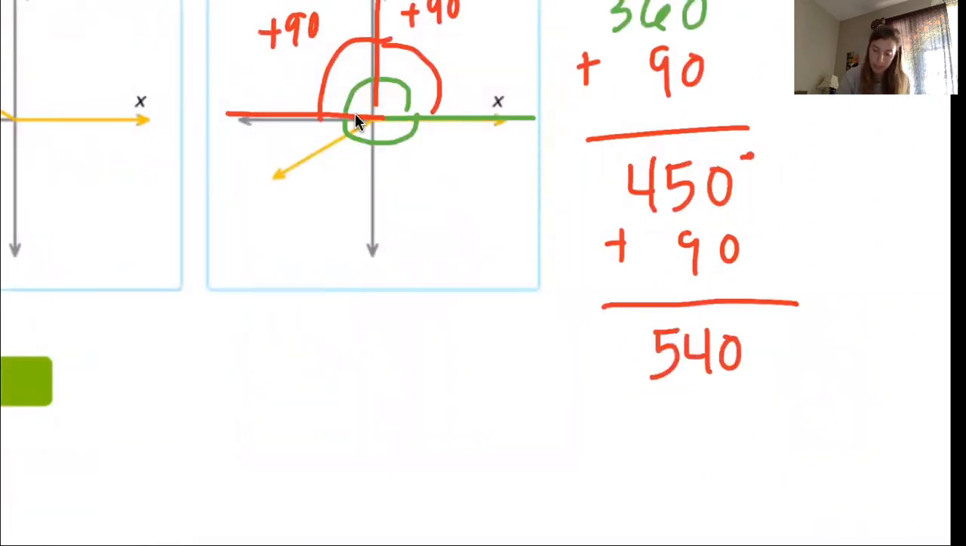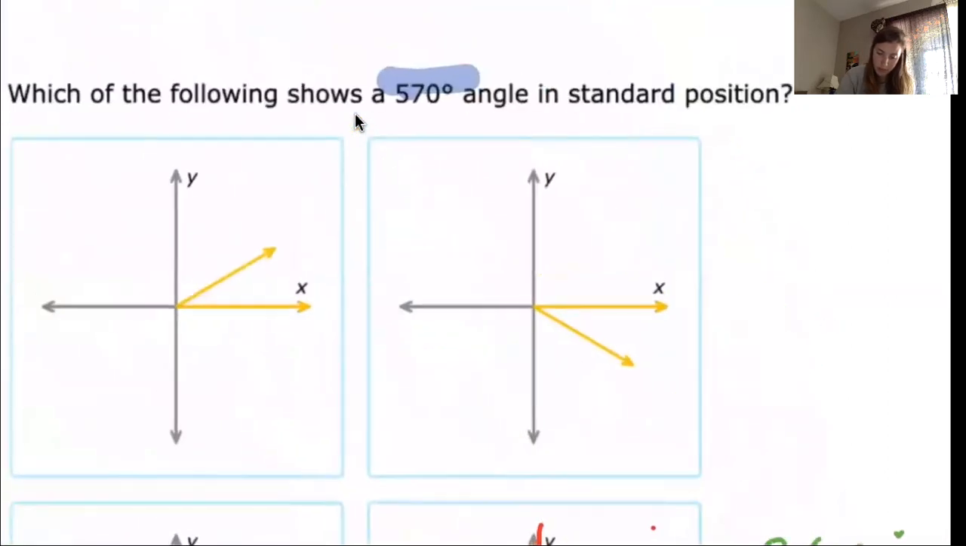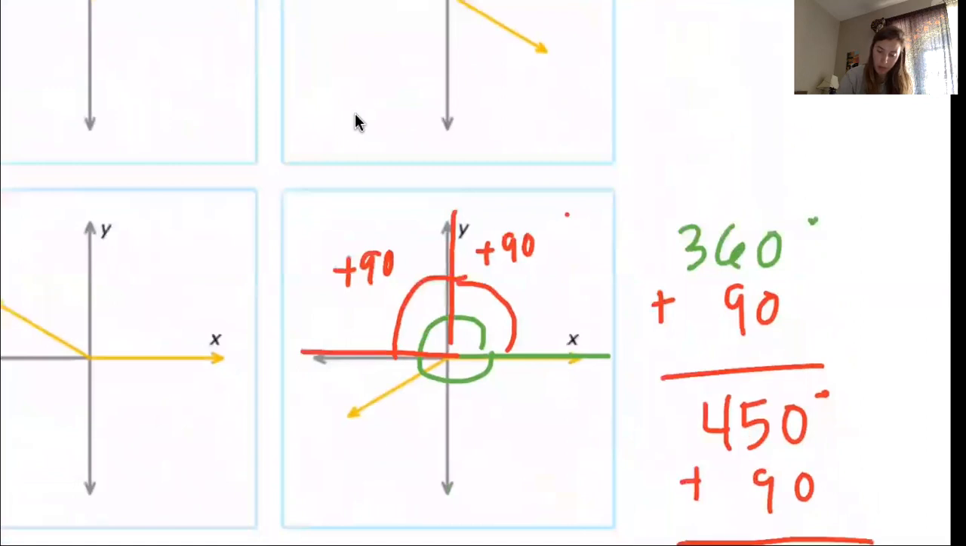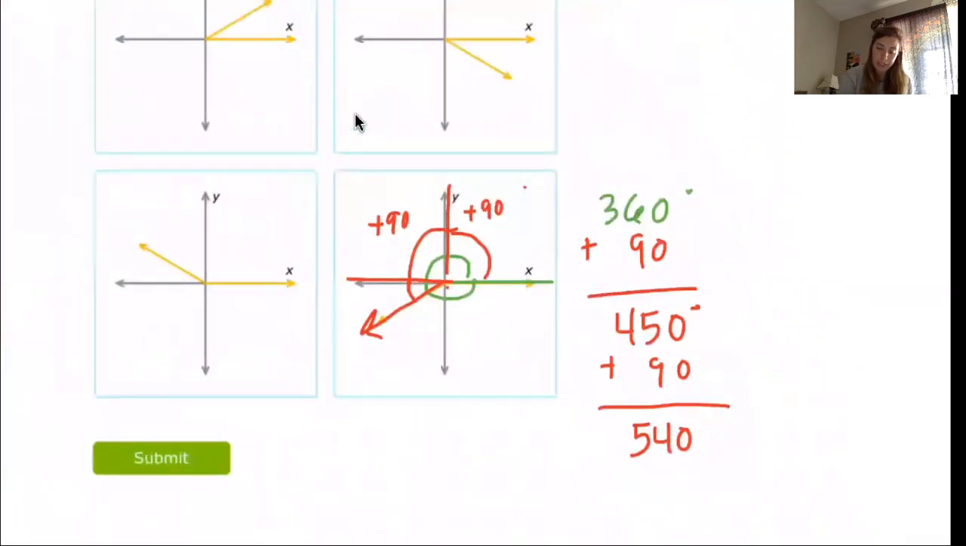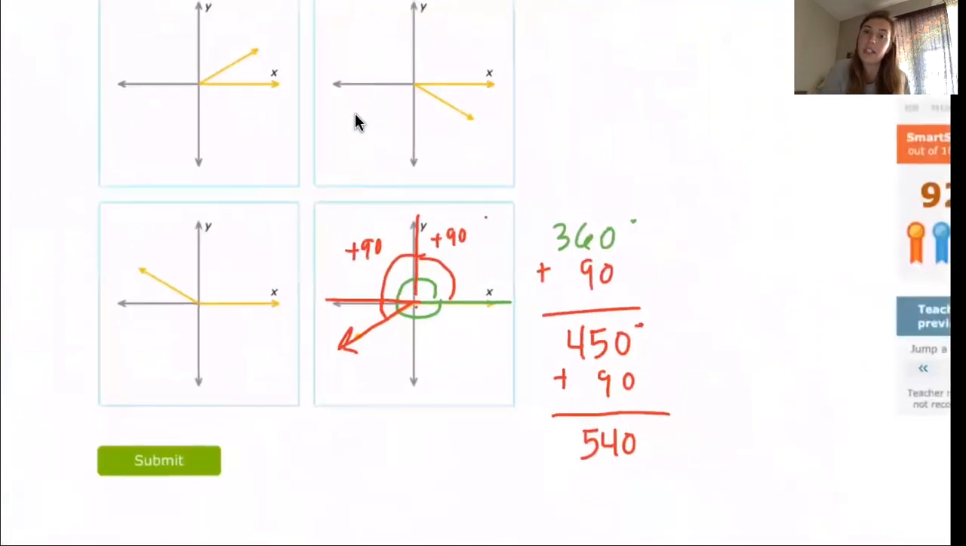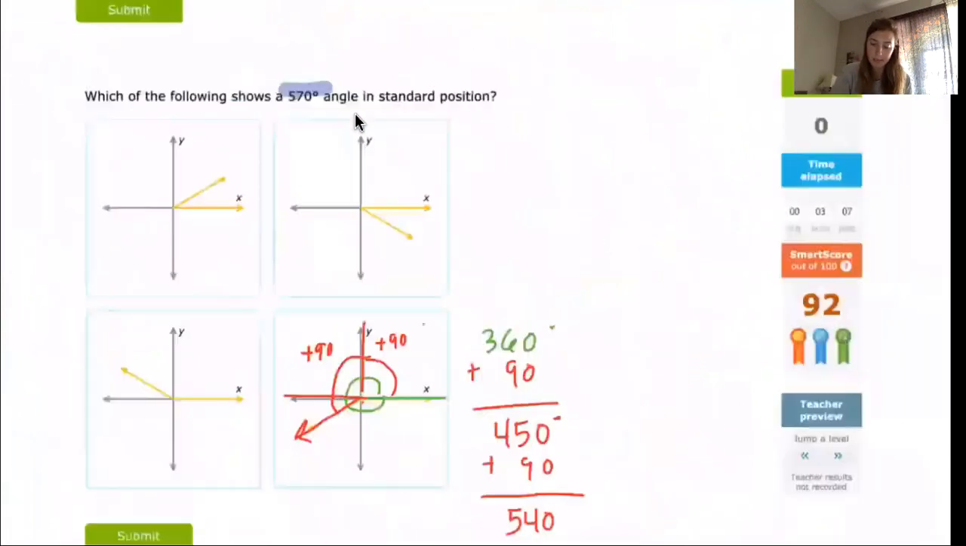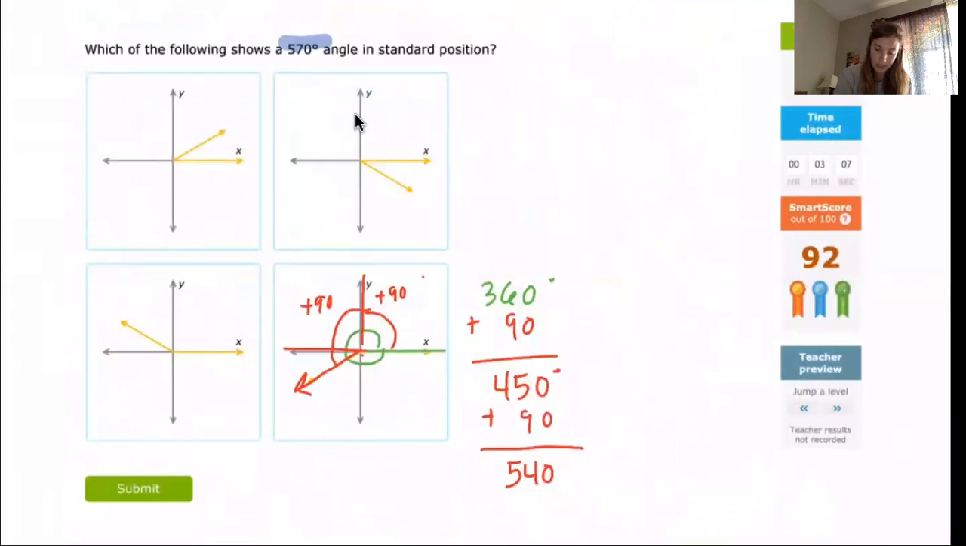540, very close. I wanted to get to what was it? 570. So at 540, I need to get to 570. So that's 30 more degrees. So that means that my angle is going to be there. So even though the number is bigger than 360, that's okay. That just means you're going to go all the way around the unit circle once and then keep going until you get to whatever your number was. So that means that this bottom right box would be your correct answer there.